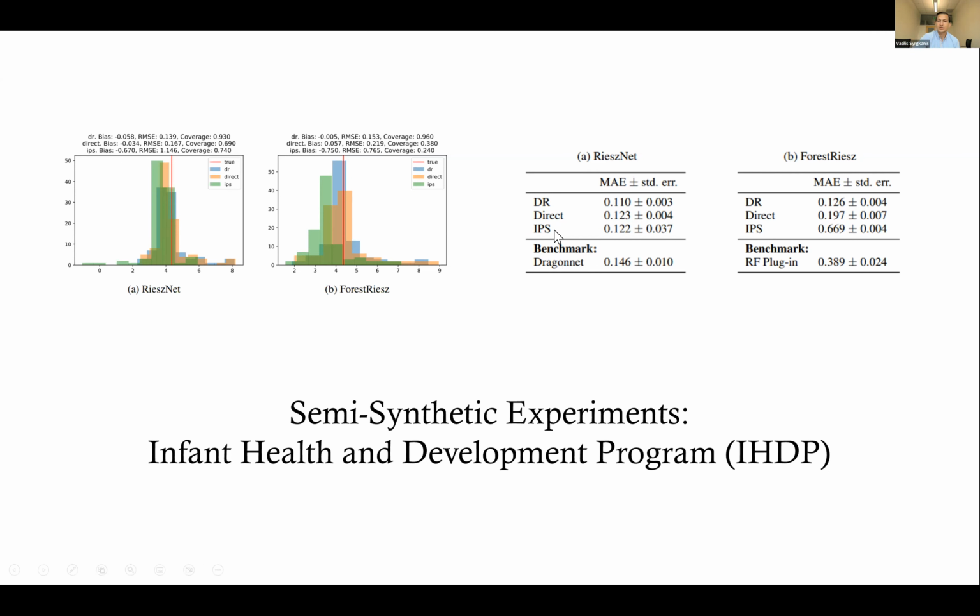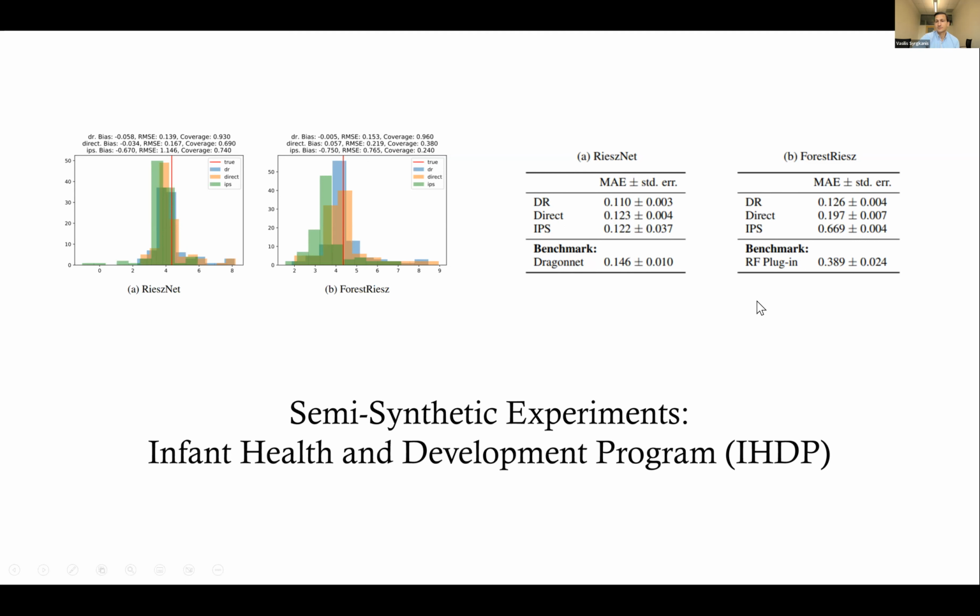And so by doing that, we actually get better rates than the DragonNet for the standard semi-synthetic data set that's out there on the Infant Health and Development Program. So we get like 0.11 mean absolute error as compared to 0.146. And you see here, this improvement primarily comes from the fact that we're not learning a propensity, we're learning the Riesz representer directly.